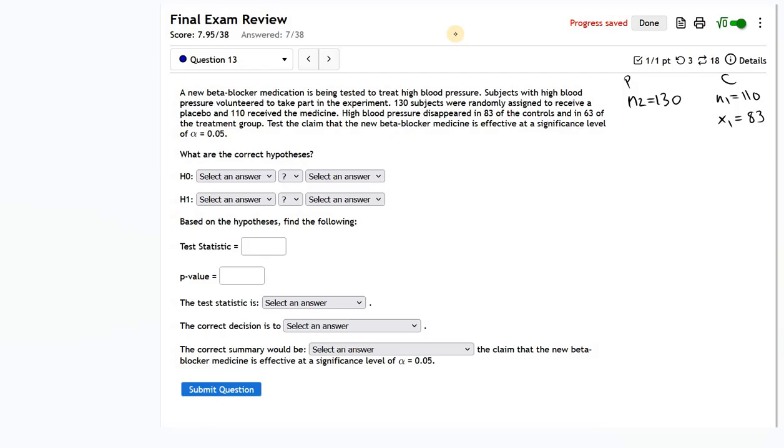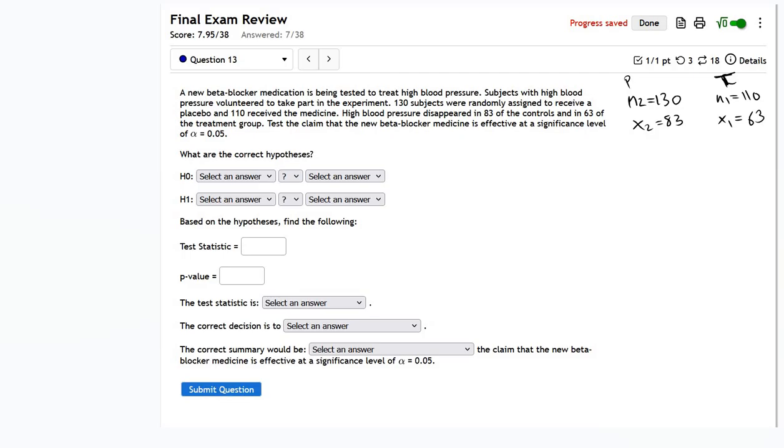And in 63 of the treatment group, wait a minute here, the control group and the treatment group. So placebo is the control group and this is the treatment group. That's a T, treatment group. So X2 is actually 83 and then X1, that is the treatment group, is 63. So 63 patients from the treatment group recovered from high blood pressure.